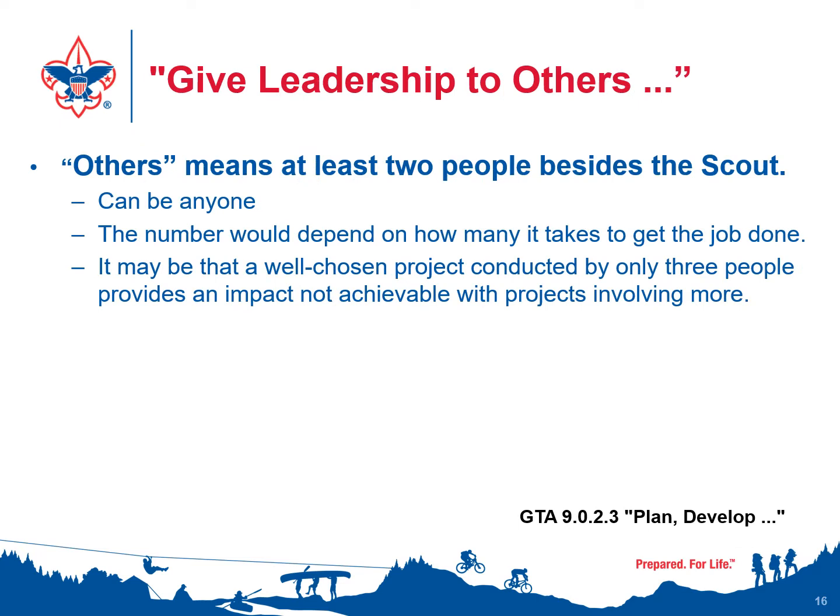Give leadership to others. Others means at least two people. We can't give the Scout a minimum number of people that they have to lead. It's as many people as it takes to get the job done. The BSA has said, well, if you really need a minimum, the minimum is two people other than the Scout. The requirement is to give leadership to others. Most Eagle projects will require a number of people to get them done. And the people can be anybody. They don't have to be Scouts. They could be other people that are not Scouts.